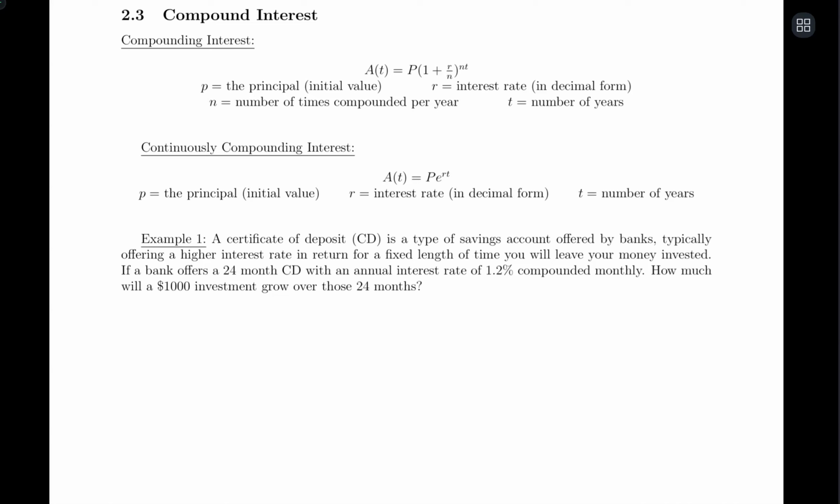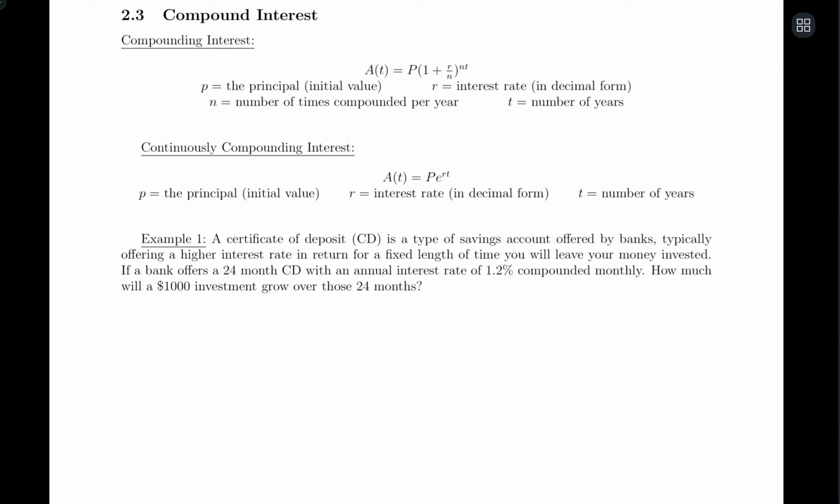Here we have some specific exponential applications dealing with financial mathematics. In our class we'll have a whole section on financial mathematics, but we'll sprinkle it in a little bit here and there so that when we get to that section, these formulas won't be completely new. So, compound interest.